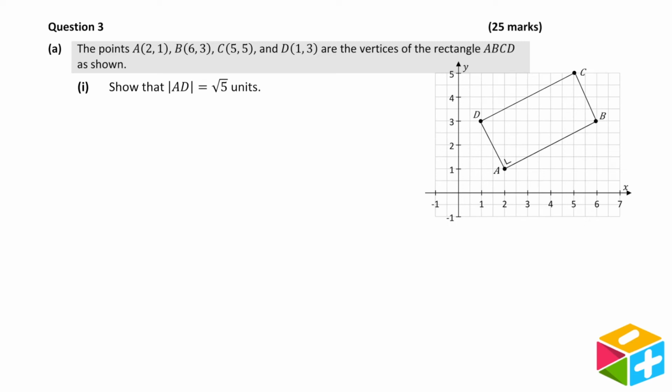Question 3a. The points A = (2, 1), B = (6, 3), C = (5, 5), and D = (1, 3) are the vertices of the rectangle ABCD as shown. In part I, we're asked to show that the length of the line AD is equal to the square root of 5 units.